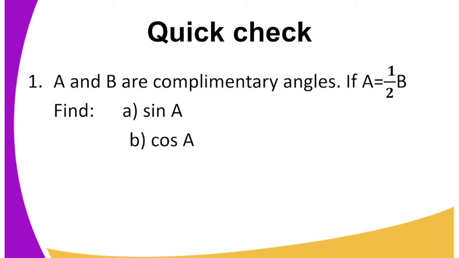And I have an assignment for you guys. If A and B are complementary angles, then A is a half B, find sine A. If A is a half B, find sine A, and B, find cos A.